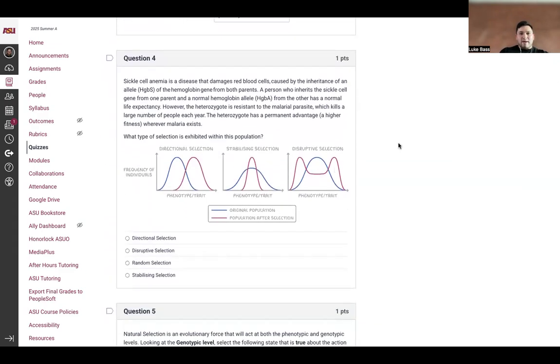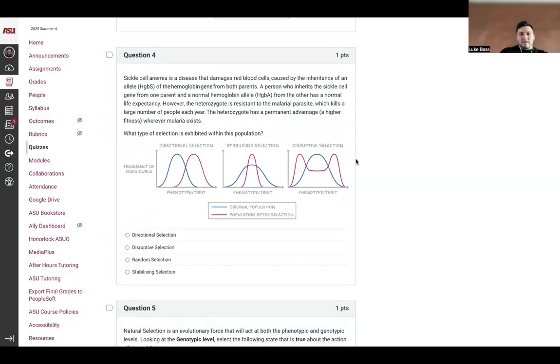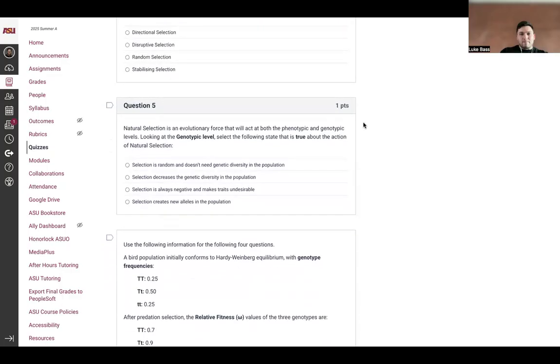So here's a little bit of an application question looking at sickle cell anemia. And depending on the type of selection that's exhibited within this population, here you have a little diagram of how each selection should look when comparing the phenotype or trait to the frequency of the individuals. That question will go over that. You're looking at two different alleles that have to do with sickle cell anemia.